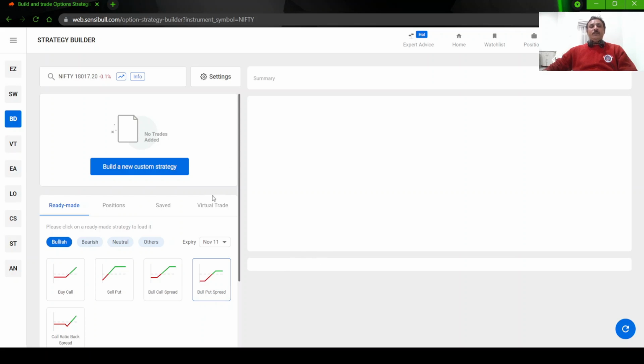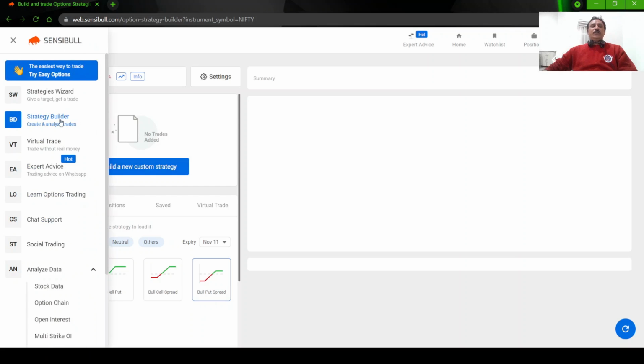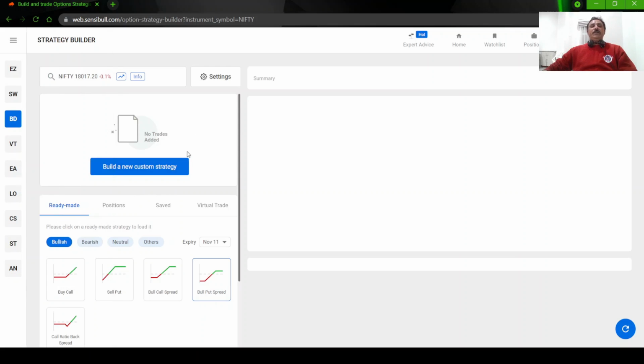We are in Sensible interface. So this strategy builder is available in the free version also. You can go to the left side menu and then click the strategy builder. You will come to this screen. You can build a custom strategy if you are experienced in options. If you are not, you can use the ready-made strategies which are available for different views in the market.